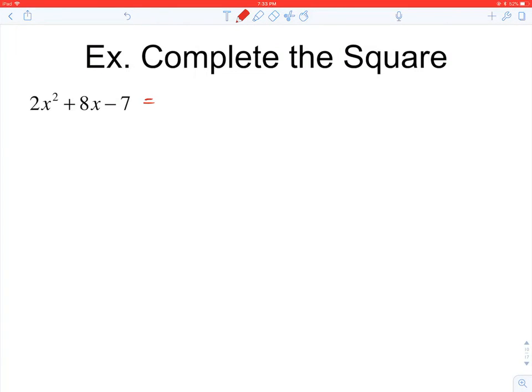And now we're moving on to where we're going to complete the square for quadratic expressions that have a leading coefficient that's not 1. So for example, this quadratic expression has a leading coefficient of 2. And we're going to need to factor that 2 out first before we can complete the square.